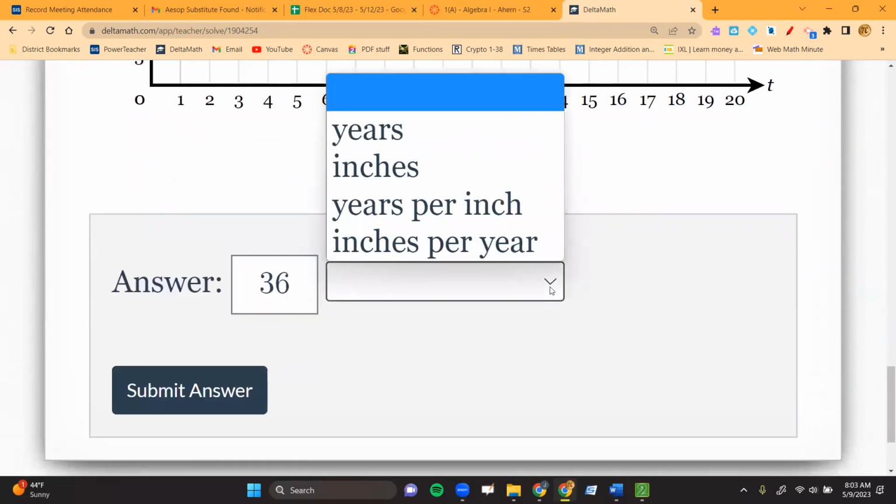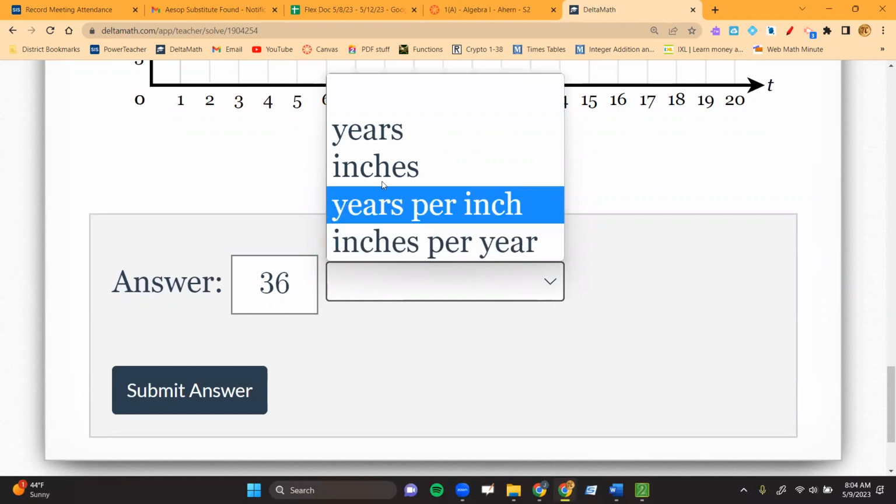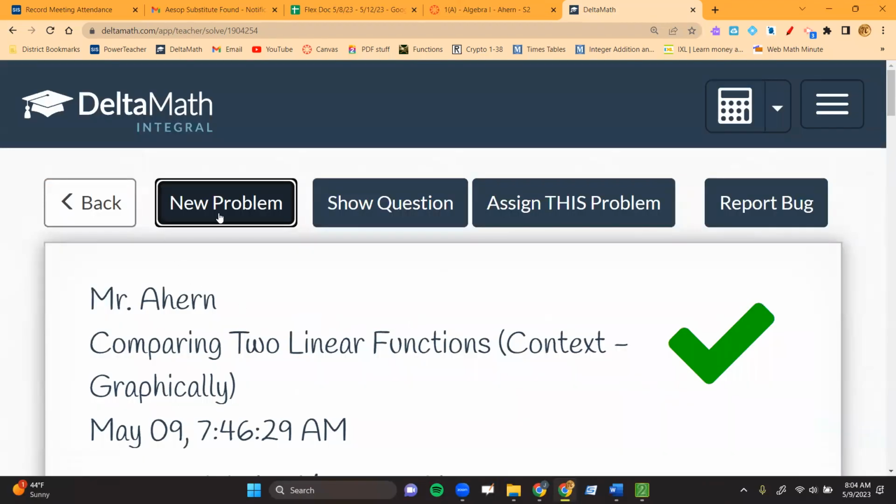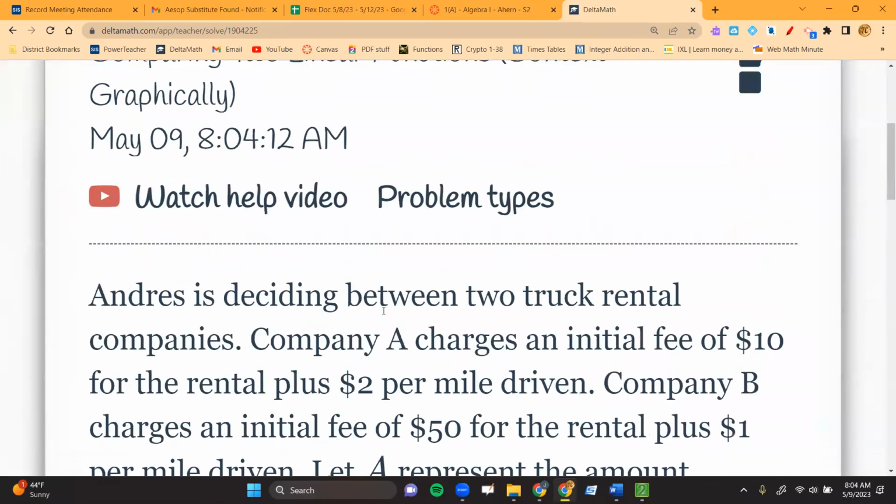And then it's going to give me a drop down here. And I have to make sure I answer the question in the correct context. So this is not inches per year or years. This is just straight up. They are both 36 inches tall. So that's what we're going to be doing here. Let's see, find another one here.